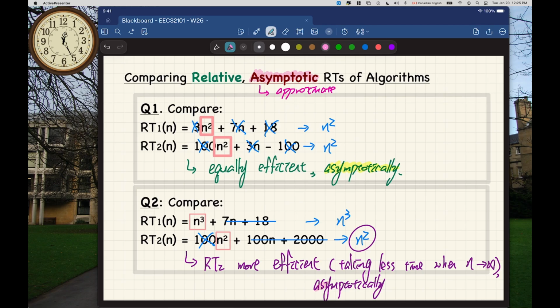Okay, asymptotically. Questions, please, so far? Okay, okay.